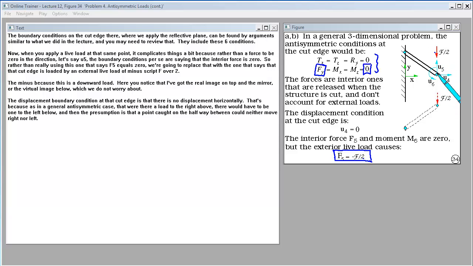Here you notice that I've got the real image on top and the mirror or the virtual image below, which we do not worry about. The displacement boundary condition at that cut edge is that there's no displacement horizontally. That's because, as in the general anti-symmetric case, were there a load to the right above, there would have to be one to the left below, and then the presumption is that a point caught halfway between could neither move right nor left.